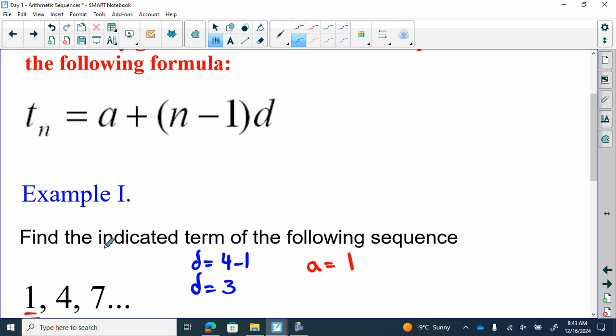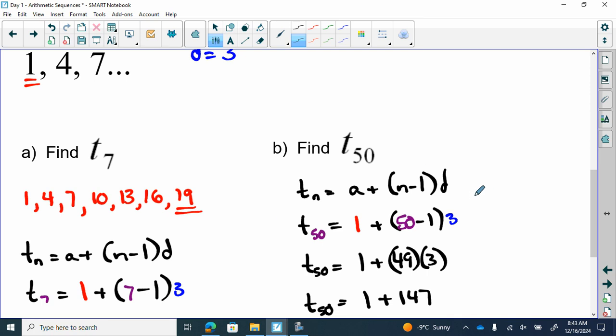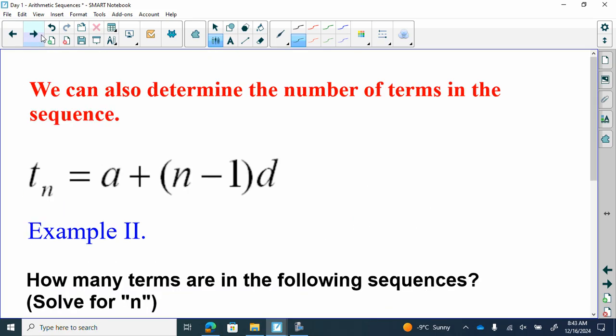They could ask you to find an indicated term, so like a specific term, the 7th or the 50th or the 100th term. The bigger the term, the better the equation is. If they just want term 4, I'm just going to rip it out, keep adding 3 until I get 4 terms listed. Fair? Awesome. Here's another type of question.